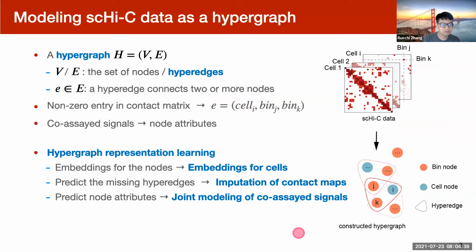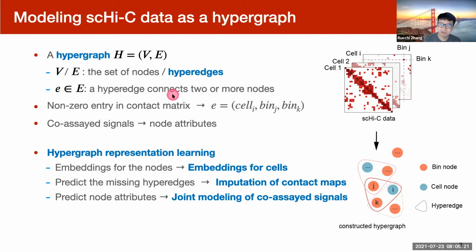To fulfill those goals, we propose to model a single-cell Hi-C dataset as a hypergraph. So first, what is a hypergraph? I think we are all familiar with the concept of graphs where there are nodes and edges. Here in a hypergraph, we would have nodes and hyperedges, and each node can have its attributes, and each hyperedge can connect two or more than two nodes. A common example of a hypergraph would be the co-authorship network, where a publication would connect all its authors, and oftentimes there are more than two authors in a publication.